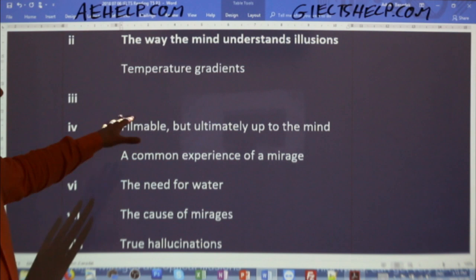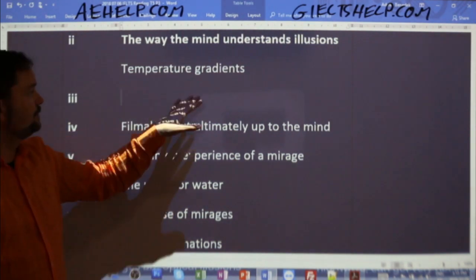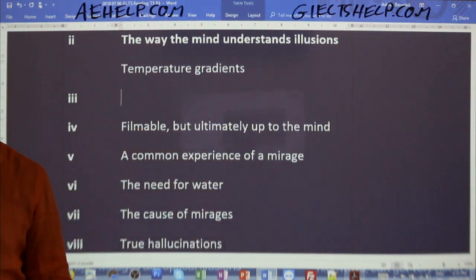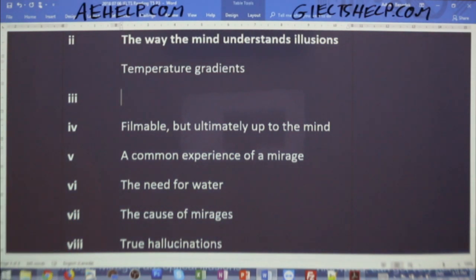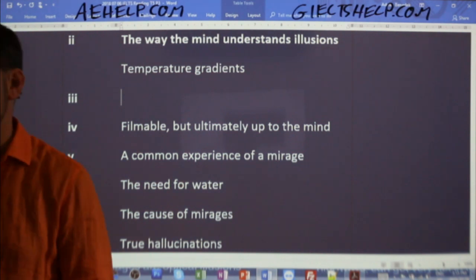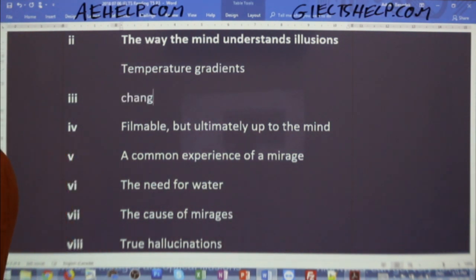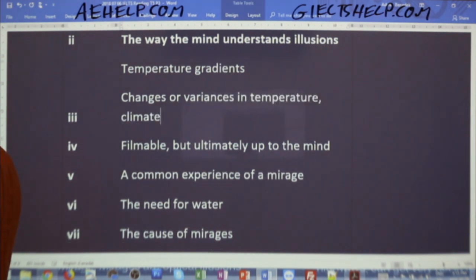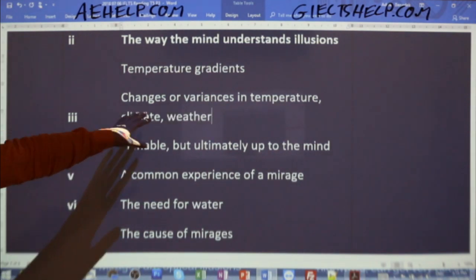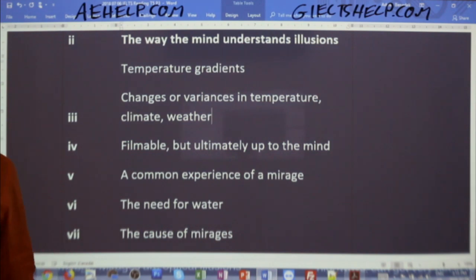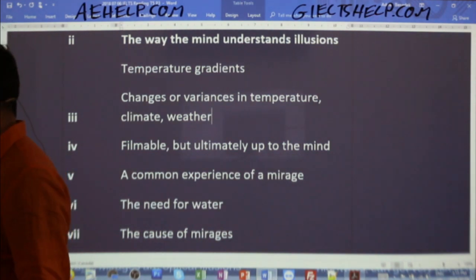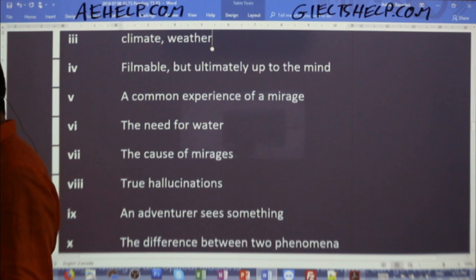So temperature, there's another way to say temperature. Gradients, parameters, that's good, okay. Variations in temperature, sure, or change in temperature is okay as well. Absolutely. Okay, changes or variances in temperature, climate, weather, those are all good. Variations of weather, Mohammed, nice to see you jump in.